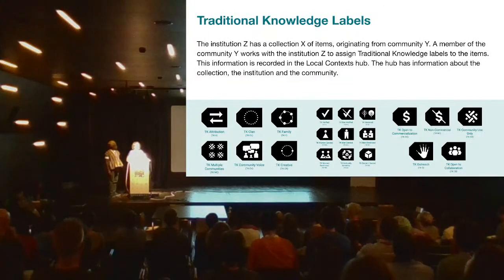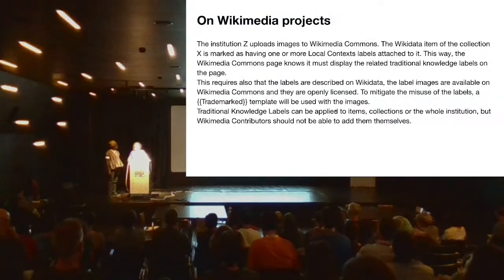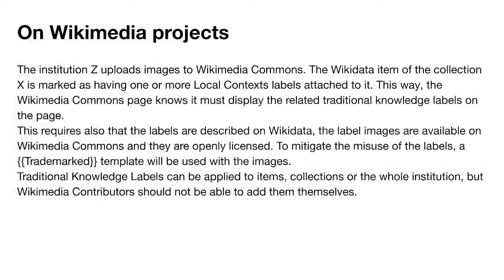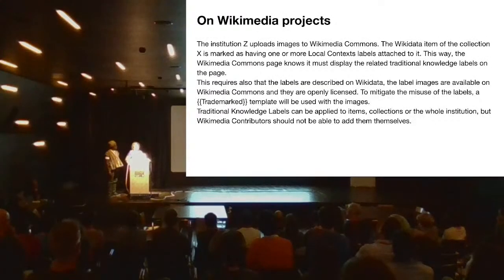So, how do we put Wikimedia in this equation? The institution Z uploads images to Wikimedia Commons. The Wikidata item of the collection X is marked as having one or more Local Context labels attached to it. So this would be traditional knowledge labels or biocultural labels. This way, the Wikimedia Commons page knows it must display the related traditional knowledge labels on the page. Well, this requires also that the labels are described on Wikidata, the label images are available on Wikimedia Commons, and that the label images are openly licensed.